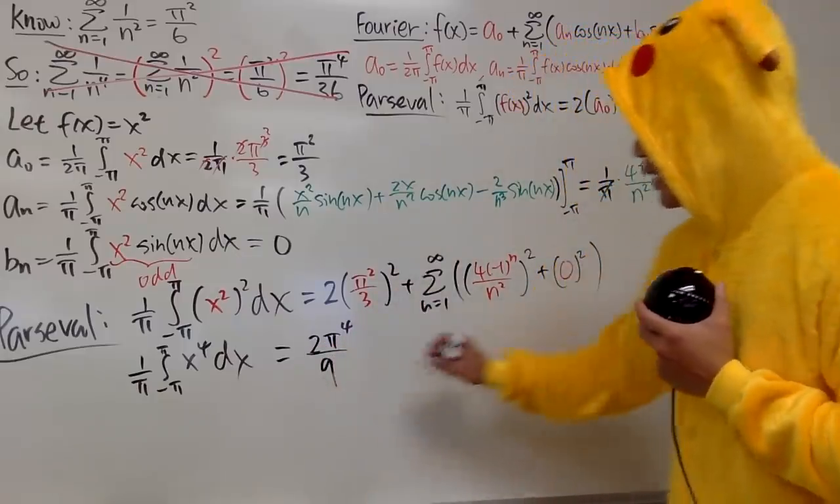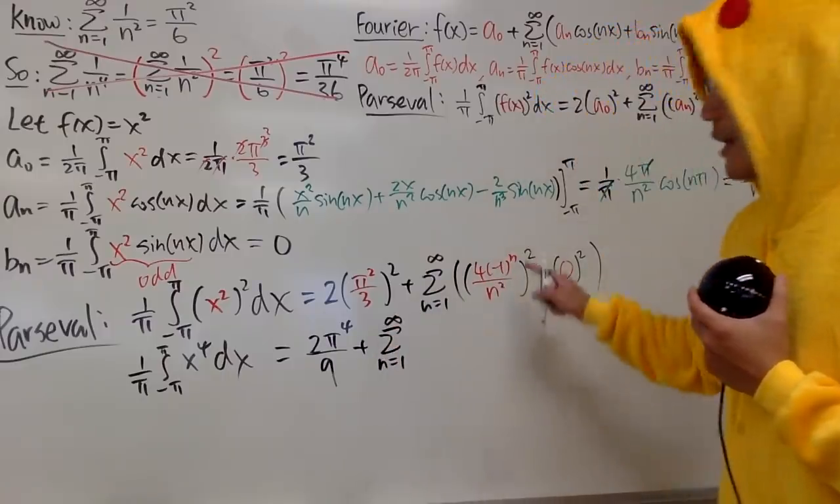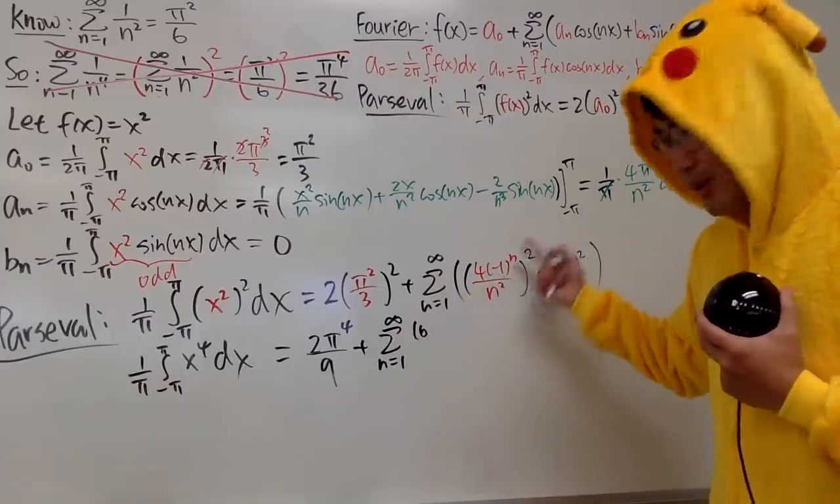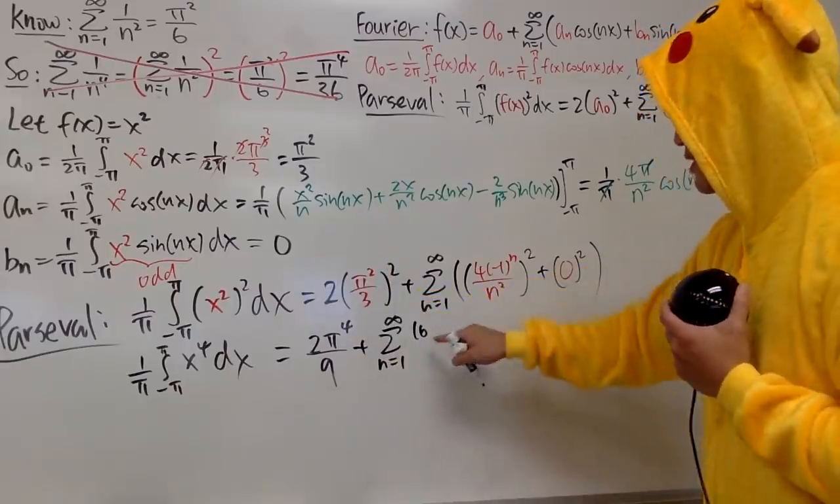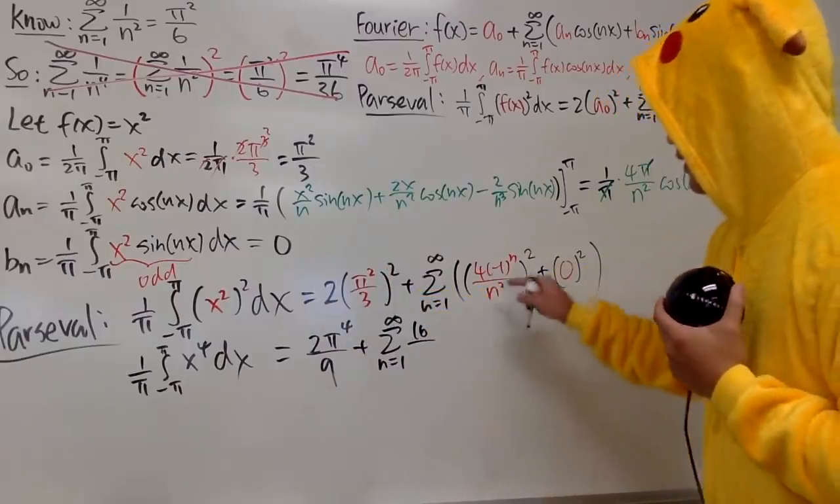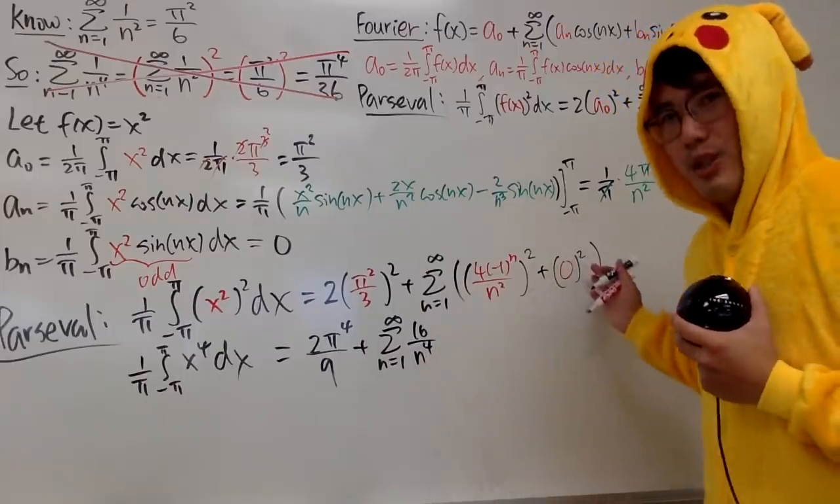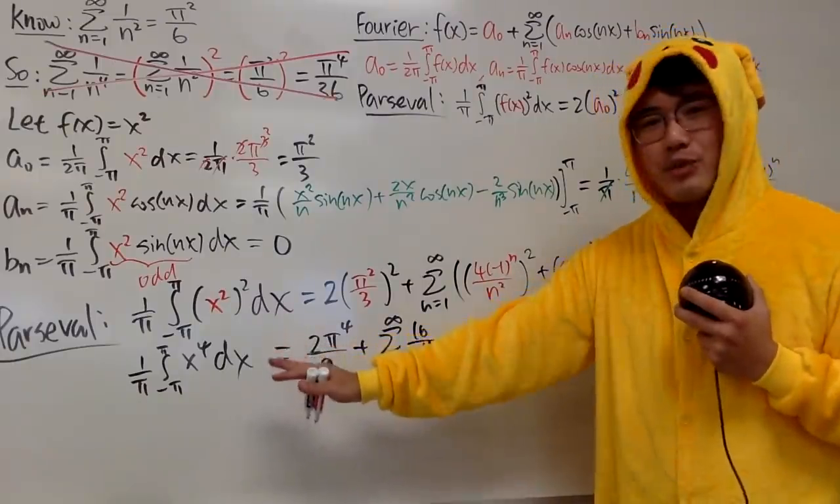And on the right hand side here, we only have a sum of n goes from 1 to infinity. 4 squared is 16, and then negative 1 to the nth power, and if you square that, everybody will become positive. So just 16 times 1 over n squared squared, which is n to the 4th power, like this. 0 squared, this right here needs no introduction, it's just 0. So now this is what we have.